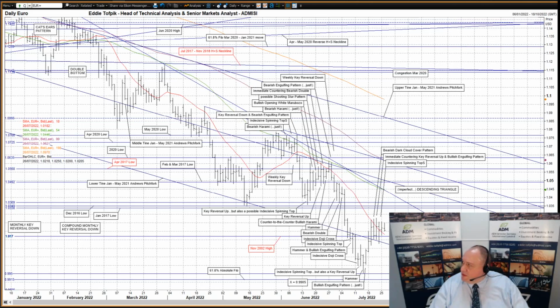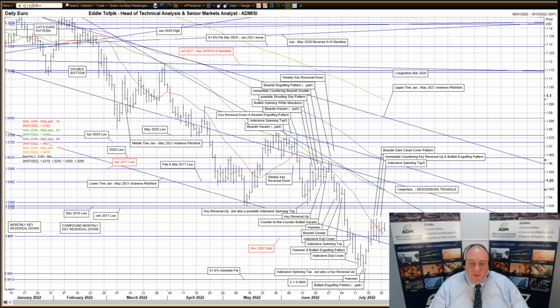I'll start with the euro against the dollar. An indecisive spinning top yesterday as the market continues to sit upon both the November 2002 high at 101.70 and a seemingly still effective but broken lower time, currently 101.32, of the January to May 2021 bearish Andrews pitchfork.